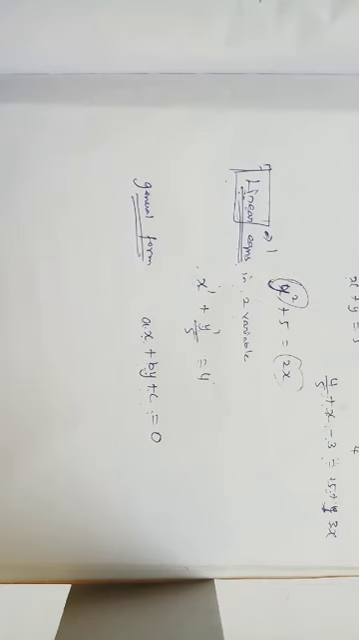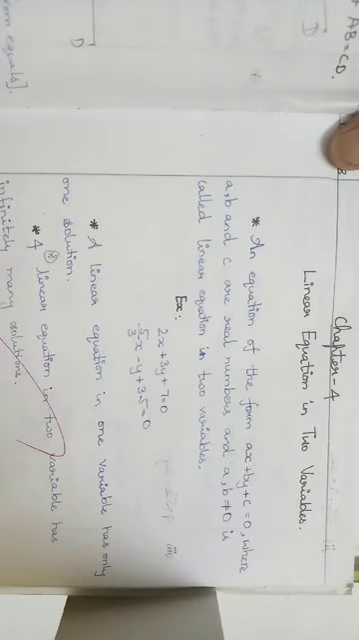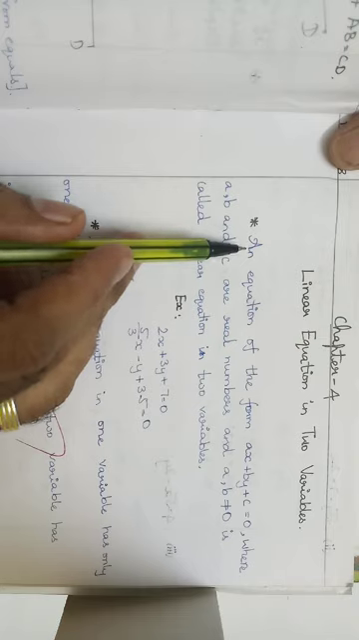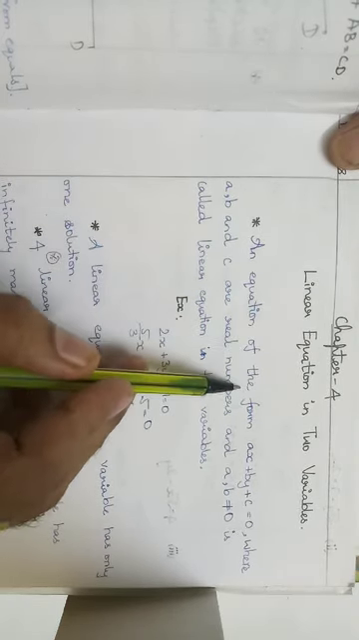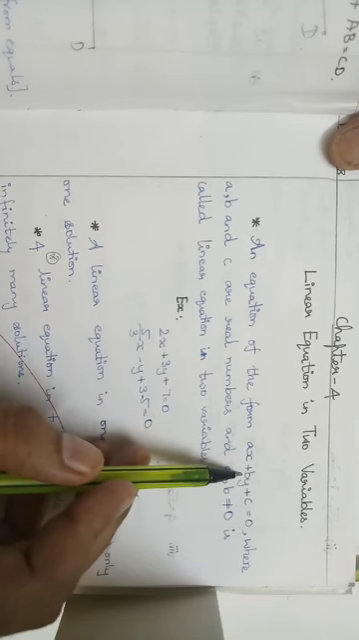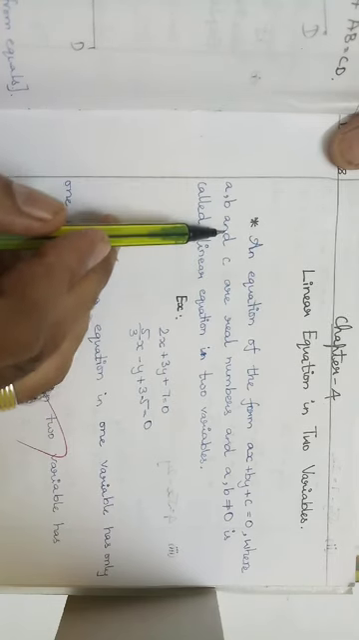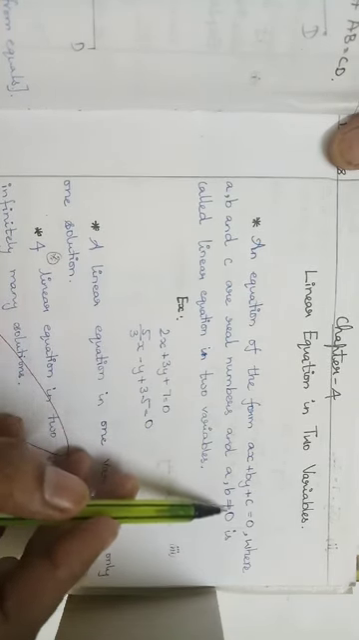Now we are going to see some notes. Just write down your classwork note. Today this is your classwork. Chapter 4, linear equations in two variables. The first one is an equation of the form, the general form, ax plus by plus c is equal to 0, where a, b and c are real numbers and a, b are not equal to 0.